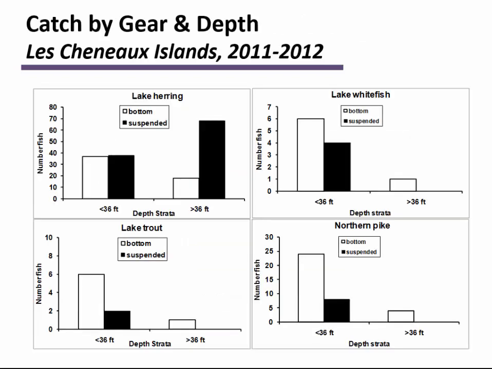If you combine these two data sets together, what you get is a picture by species of catch rates of less than 36 and greater than 36 feet. The thing to notice is that in the suspended nets, we basically caught no whitefish, no northern pike, no lake trout in greater than 36 feet of water.